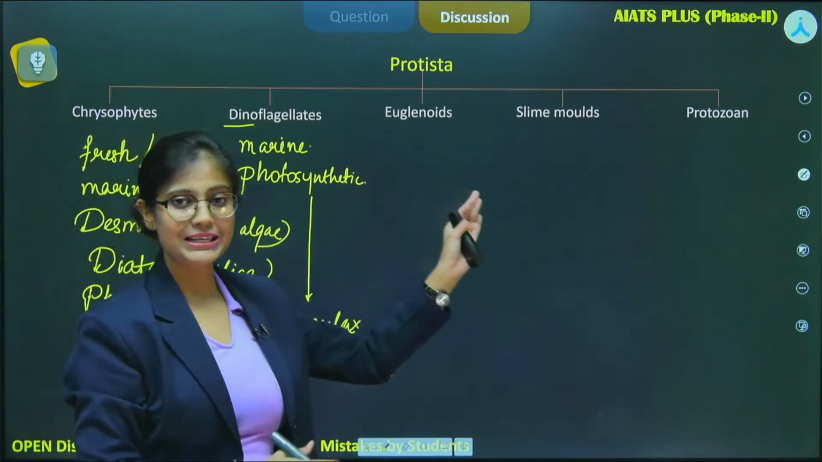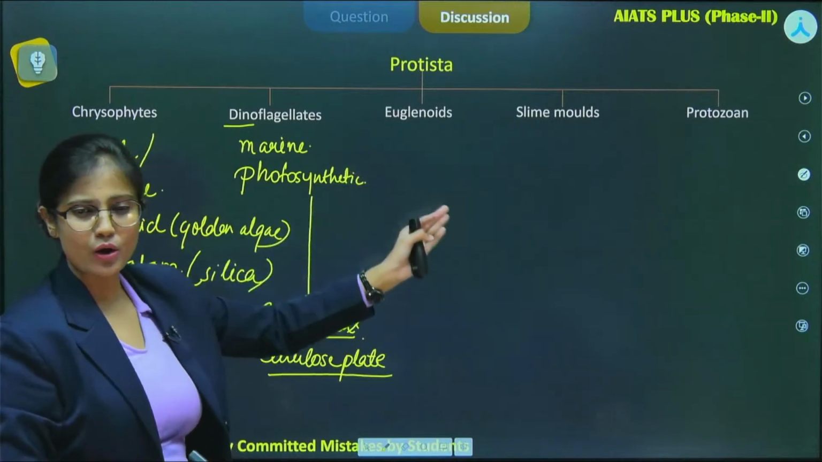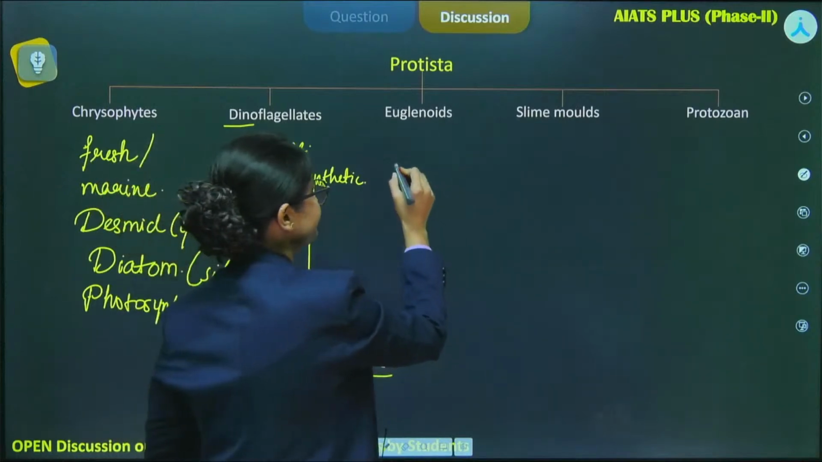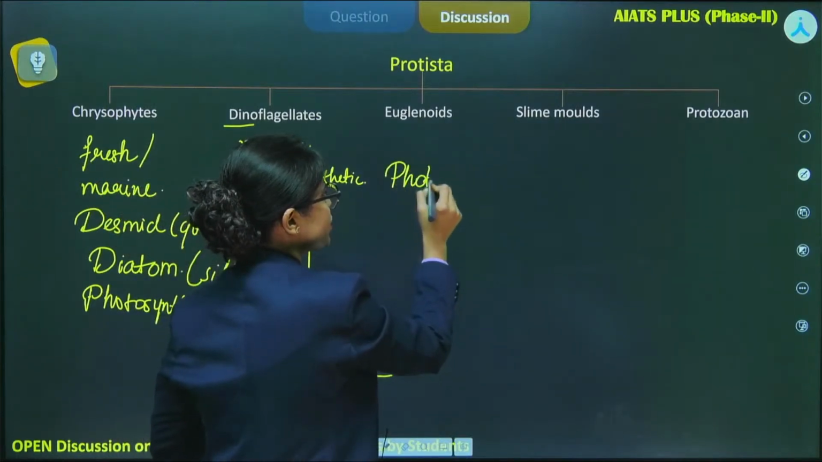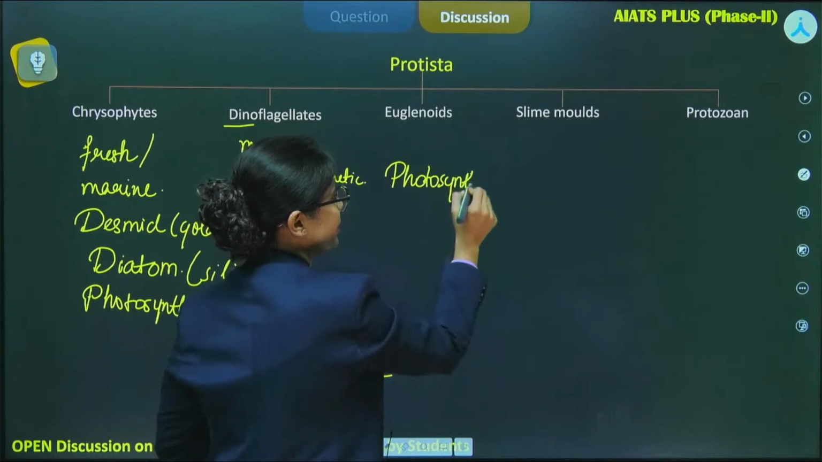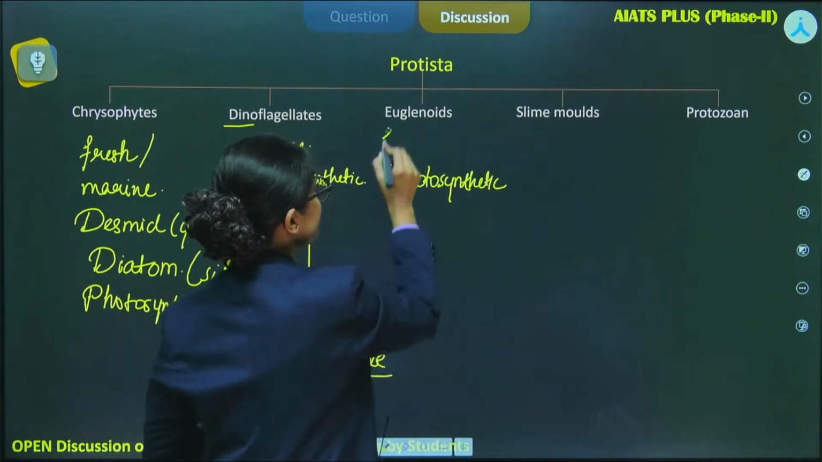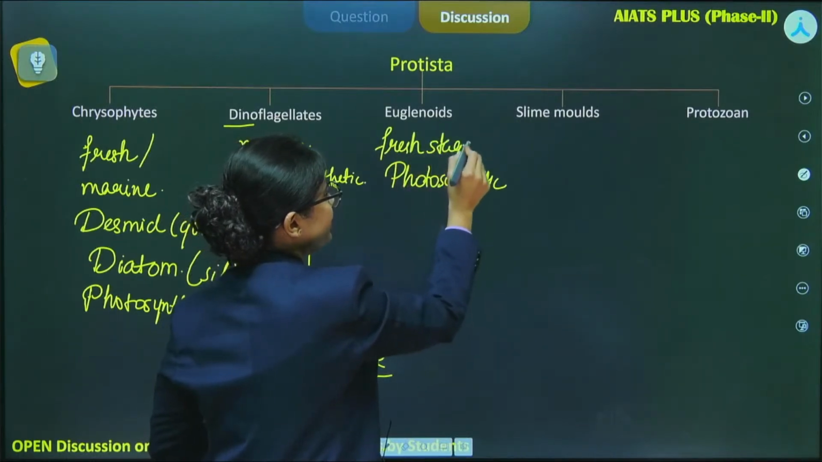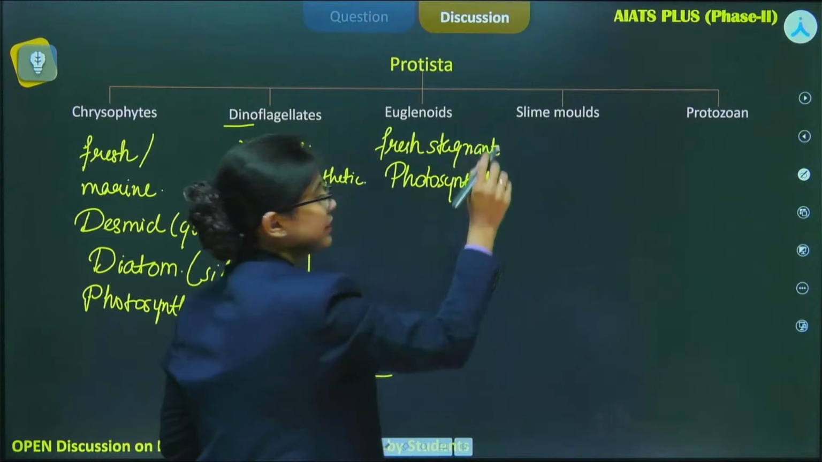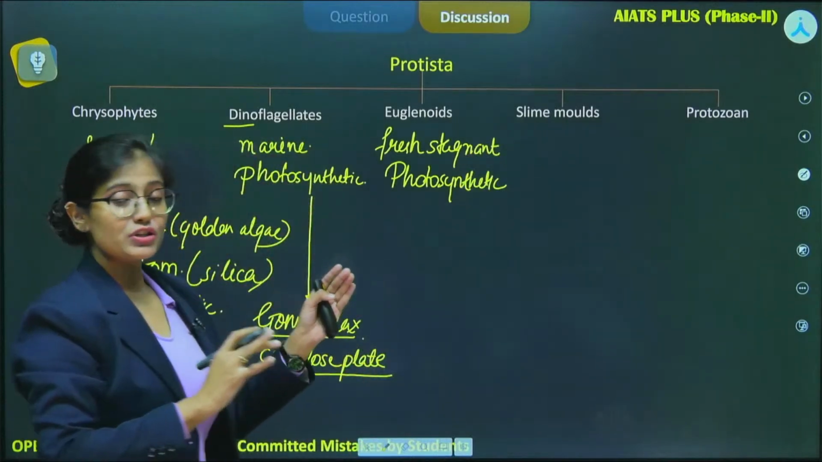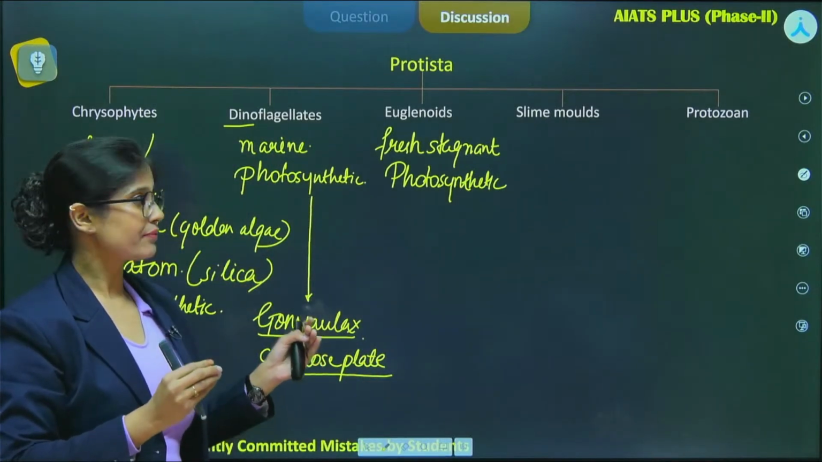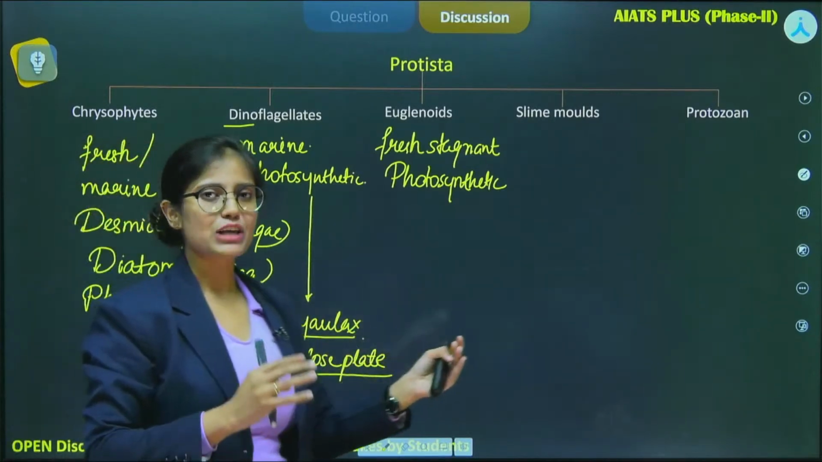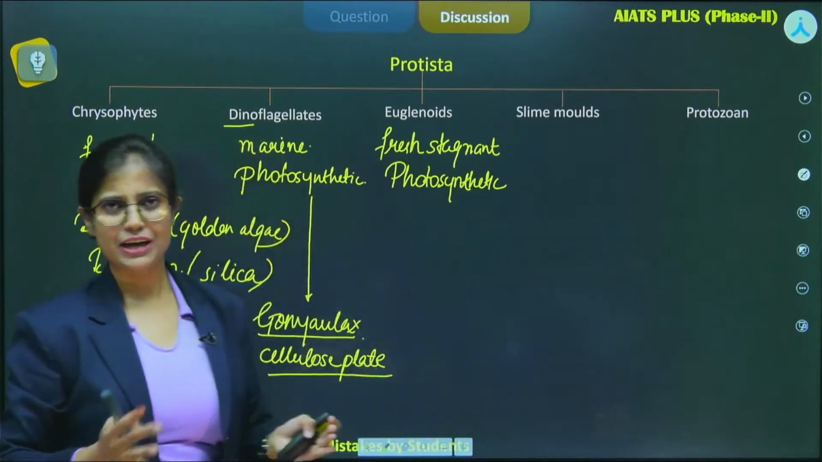Now let's move to the next, which is euglenoids. Euglenoids are also photosynthetic. If we talk about their habitat, they are found in fresh, stagnant water. Okay. If we talk about the mode of nutrition in them, it is photosynthetic, autotrophic as well as heterotrophic. So how is it actually possible?